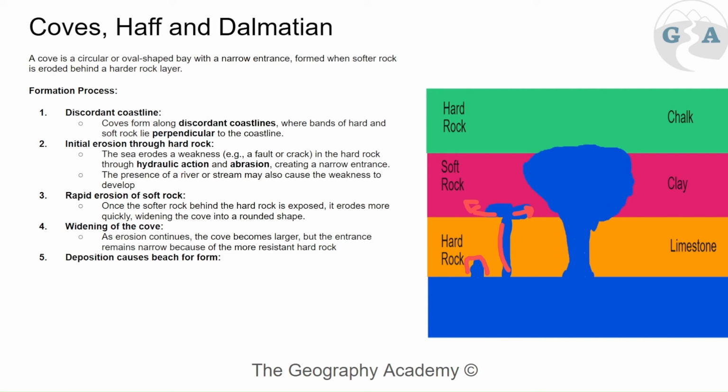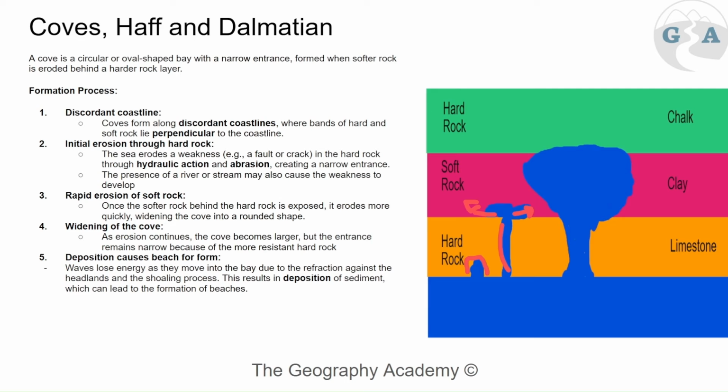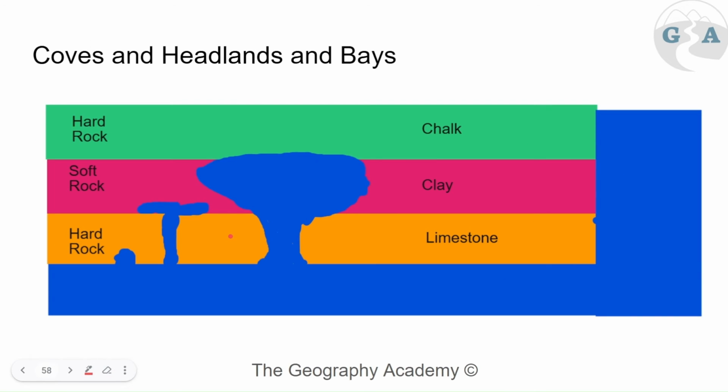So this rapid erosion then of the soft rock opens that up and then widens the cove. The waves then don't have the power to erode the chalk on the back, and this creates an area where we might find deposition and again a beach along this area here. So examples of that like Lulworth Cove.